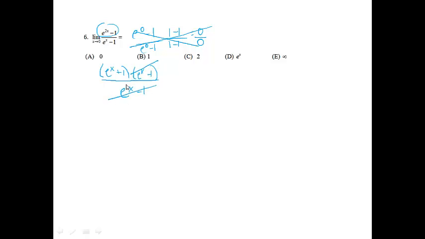And notice now I can cancel the e to the x minus 1s. So my problem is now the limit as x approaches 0 of e to the x plus 1. And my goal in this is to be able to plug in 0, so now I can actually plug in 0 and get an answer. E to the 0 is 1 plus 1 is 2, so my limit would be 2.